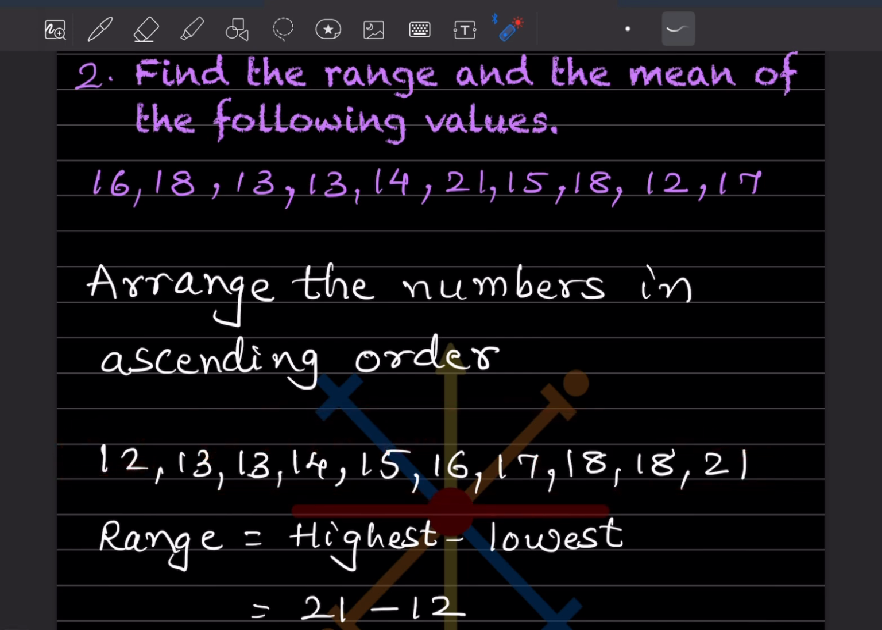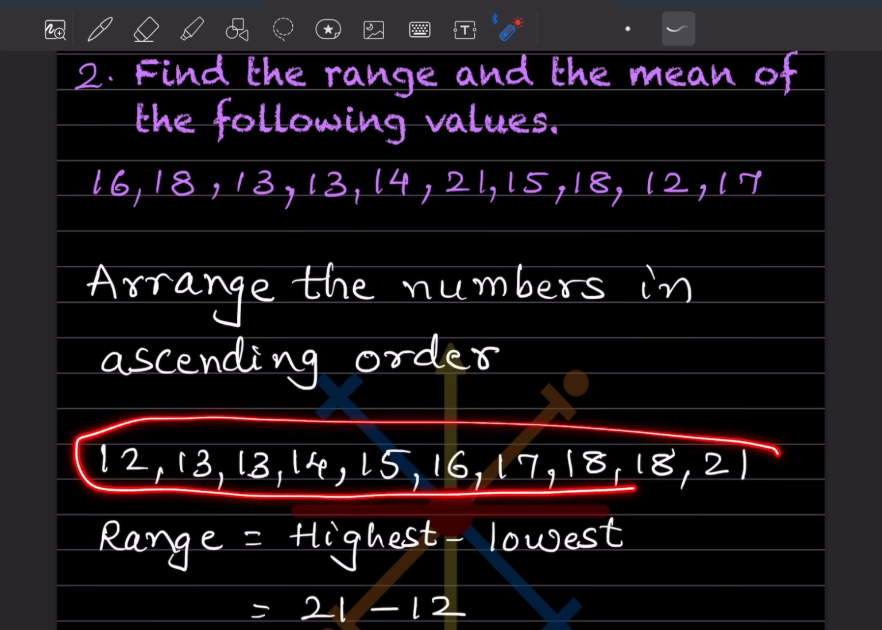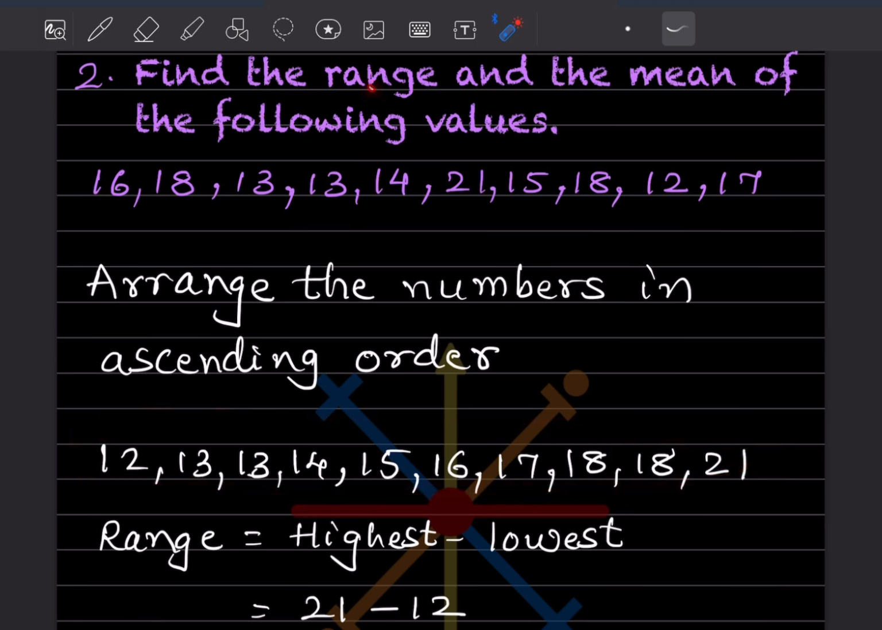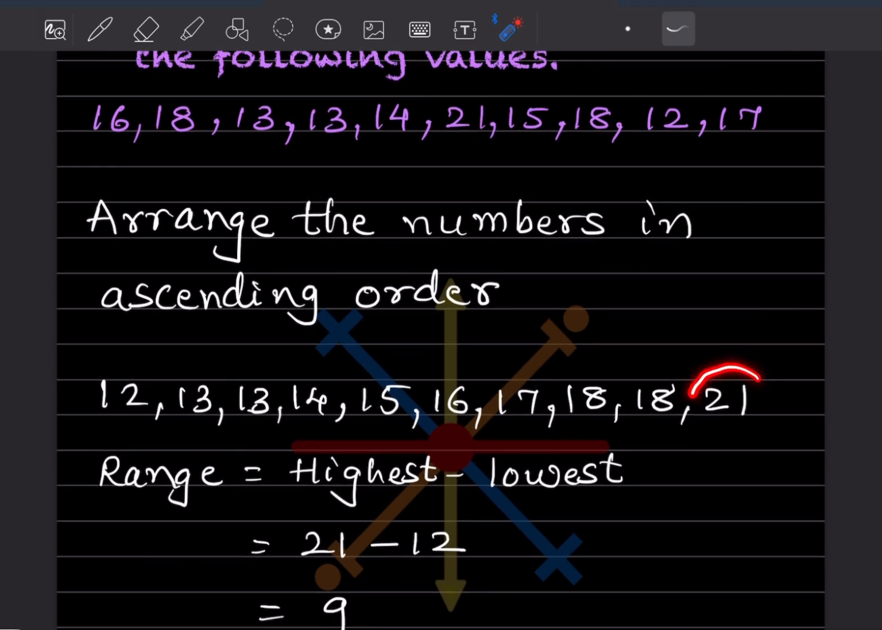So that means whatever you have written is correct. So this is the first thing: you have arranged in the ascending order. Range means the highest minus lowest. So highest is 21 and the lowest is 12. So 21 minus 12, that is going to be 9.